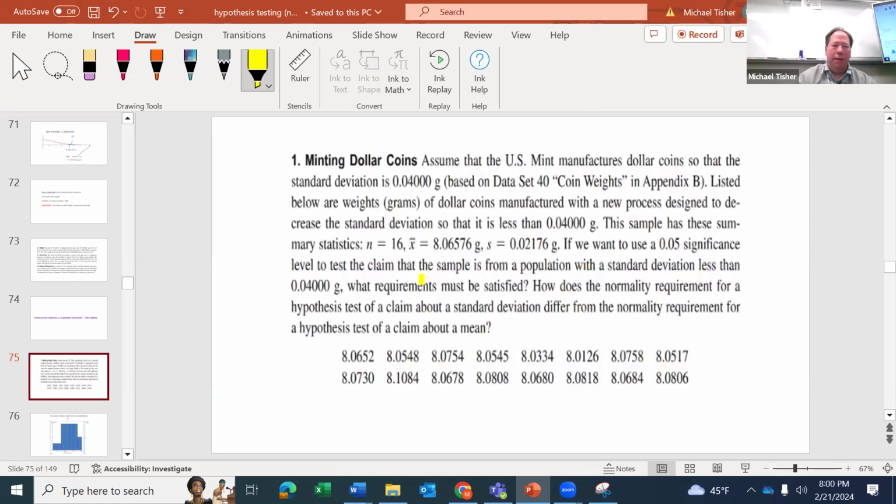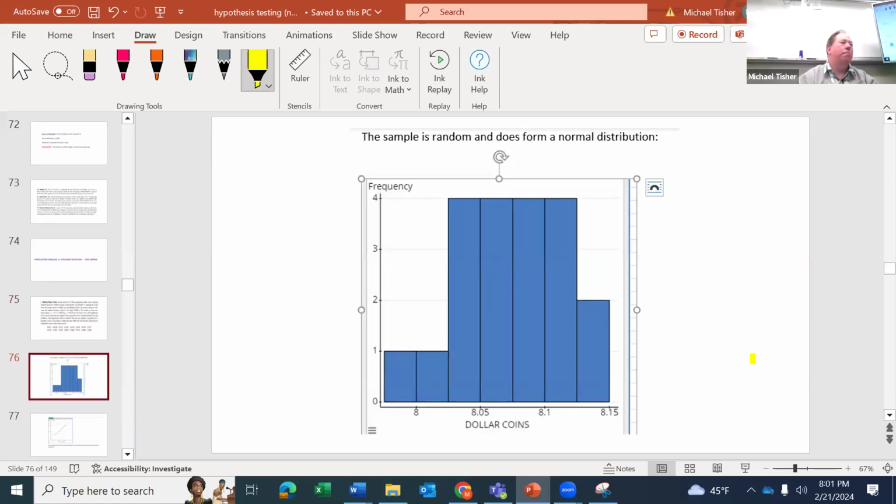So summarizing what we have here, we test a claim that the sample is from a population with standard deviation less than 0.04 grams. So we're doing a test about standard deviation. And here's all the weights of 16 quarters that we got. Okay, all right. Now, if you do a test with a standard deviation, MyStat will confirm this for you, that the population must come from a normal distribution.